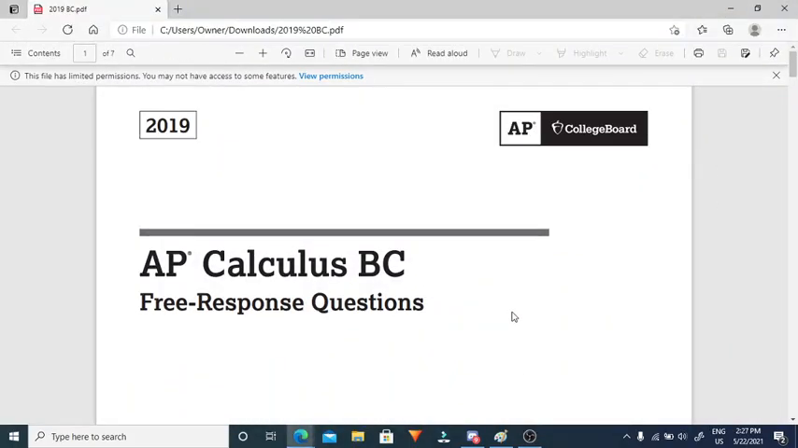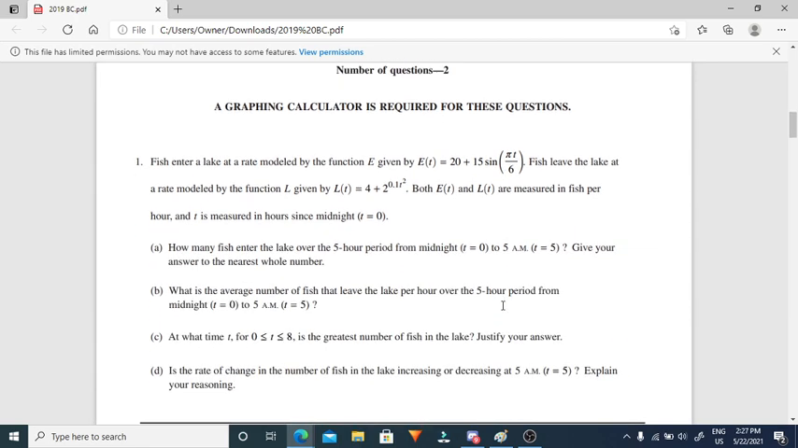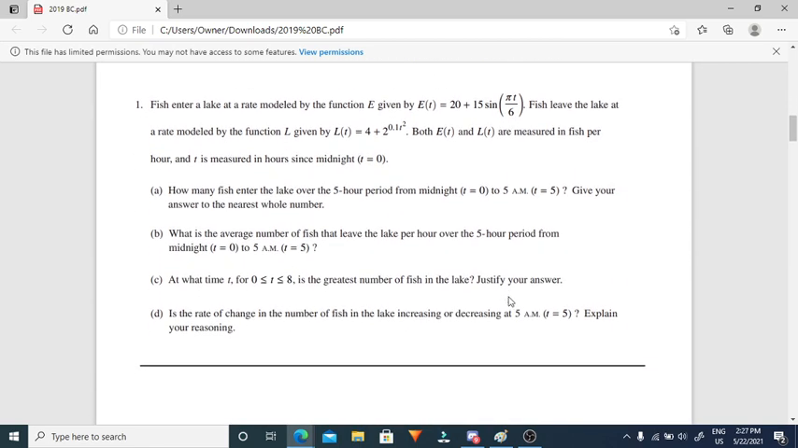Hello everybody. Today we're going to be doing the AP Calculus BC free response questions for 2019 in order to prepare for the AP test coming up. So we'll just work our way through these. And here we go. So first, question one.